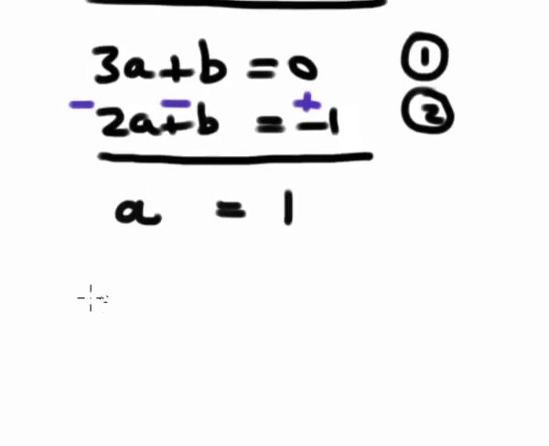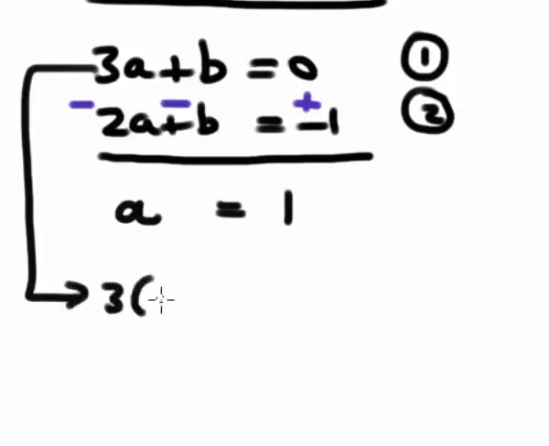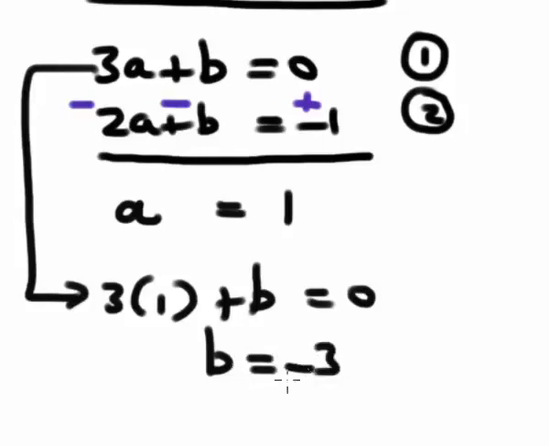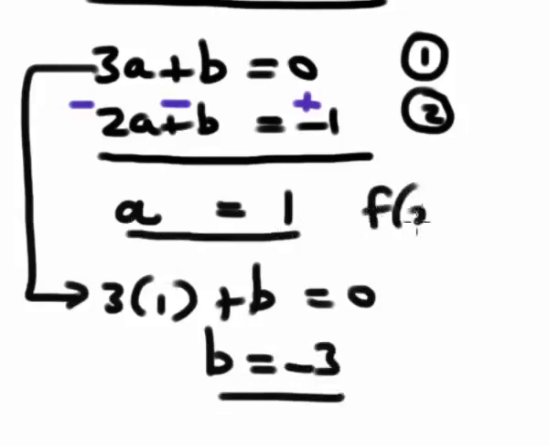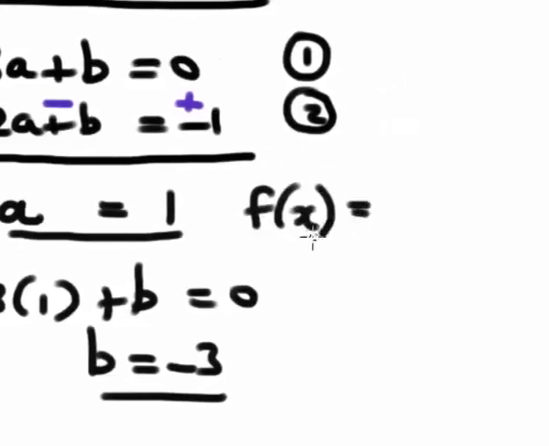Now pick any equation you like. Let's use this one, 3a plus b is equal to 0, so b is equal to negative 3. There we go. So your graph would look like this. If you think of ax cubed, it's 1x cubed, and then minus 3, x squared. Okay, great.